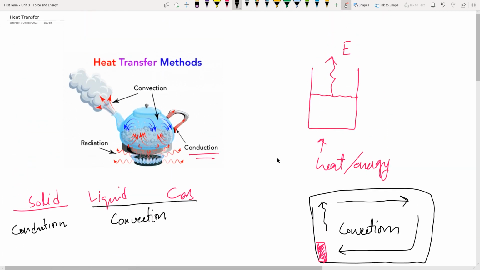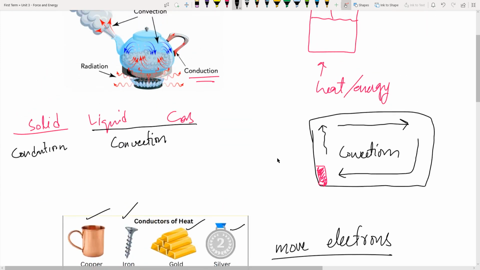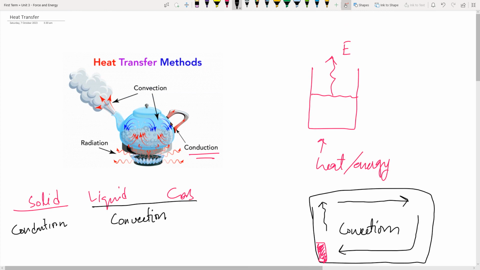Now I'm going to tabulate the modes of transfer as a summary, right? Over here, once you see these, conduction is happening in solids. Convection happens in liquids and gases. Now what was left is radiation. Now radiation is light, right?